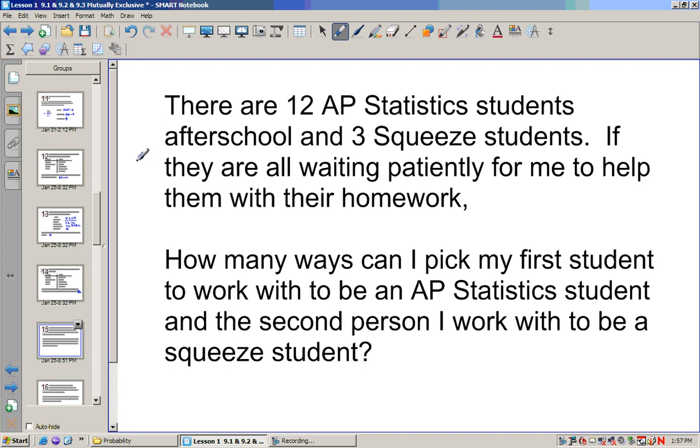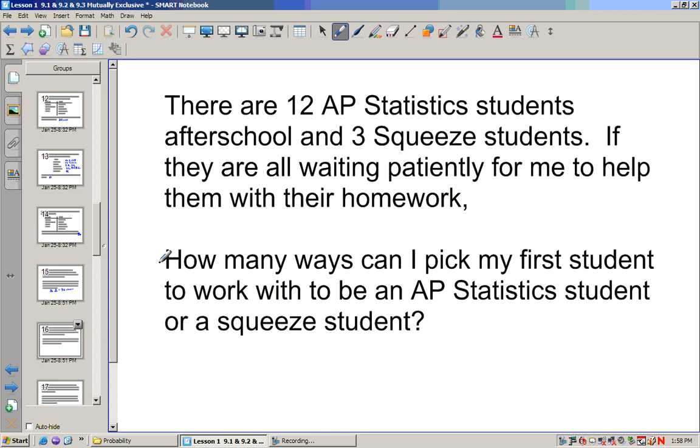Alright, there are 12 AP statistics students after school and 3 squeeze students after school. If they are coming and all waiting patiently for me to help them with their homework, how many ways can I pick my first student to work with to be an AP statistics student, and the second person I work with to be a squeeze student? Well, there's 2 blanks. The first blank, I have 12 different choices. My second one, there's 3 choices. So there would be 36 total choices on how I could pick the students.